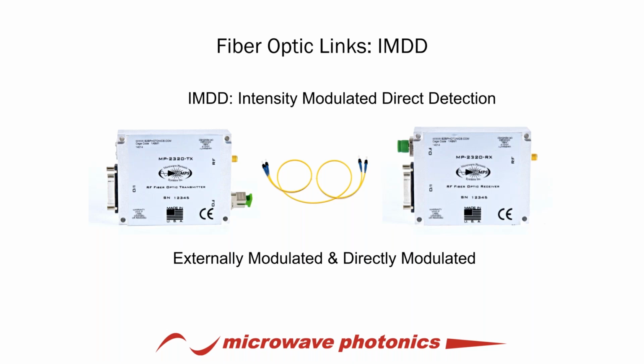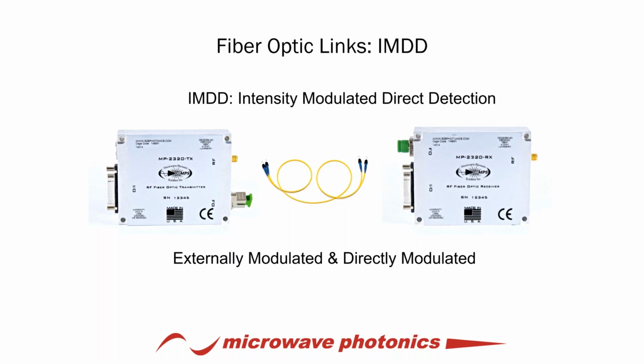We're not signal processing this. So you get very high fidelity signals without any additive processes imparted onto that signal. So it can be independent of data modulation and formats. Now, there are two different types of fiber optic transmitters. You'll hear the term externally modulated and directly modulated.